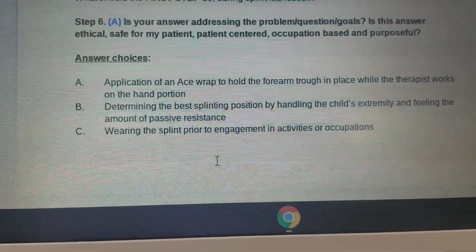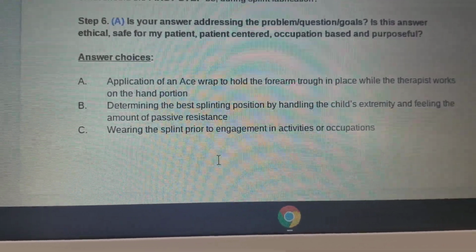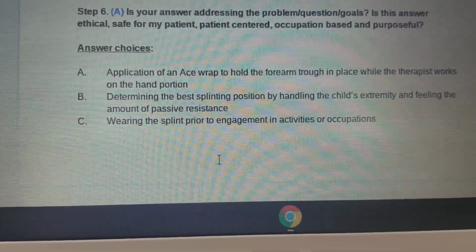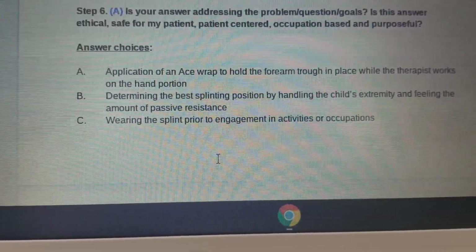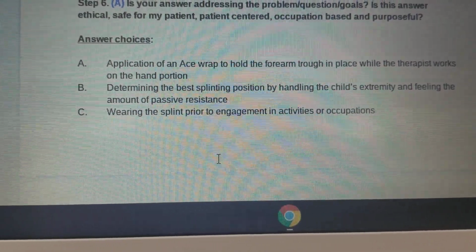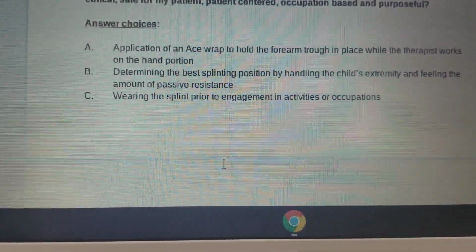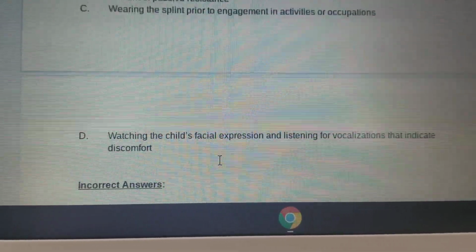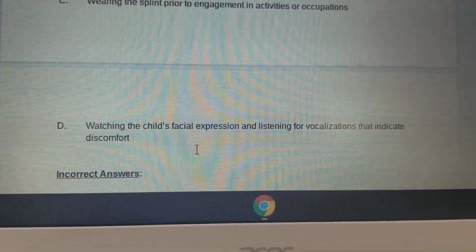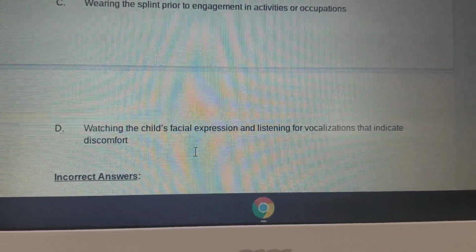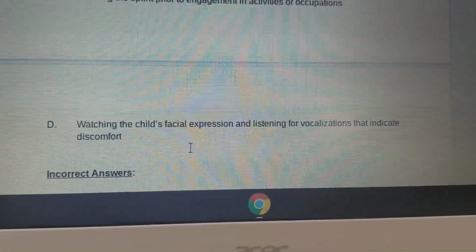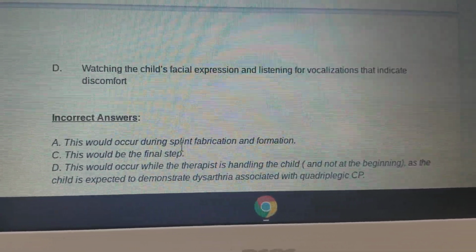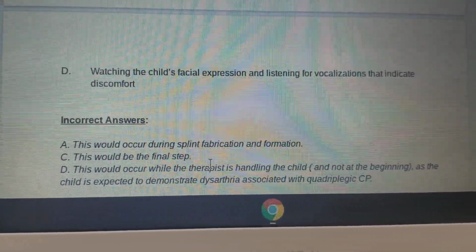So A, application of an ACE wrap to hold the forearm trough in place while the therapist works on the hand portion. B, determining the best splinting position by handling the child's extremity and feeling the amount of passive resistance. C, wearing the splint prior to engagement in activities or occupations. Or D, watching the child's facial expression and listening to vocalizations that indicate discomfort. So we know that 3 are incorrect in this particular example.